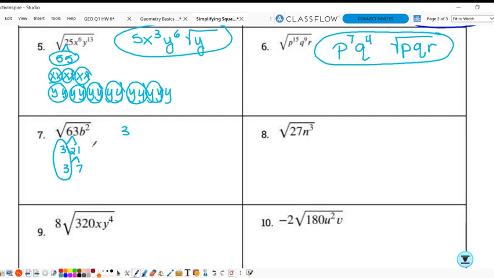And then we have our b's. We have 2 of them. They're also outside the radical. Do we have anything left over? Yeah, this single 7 is going to stay in the radical.